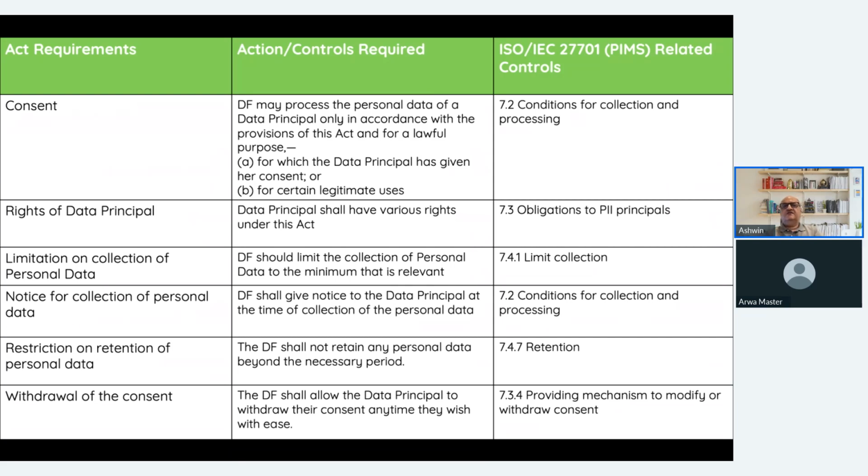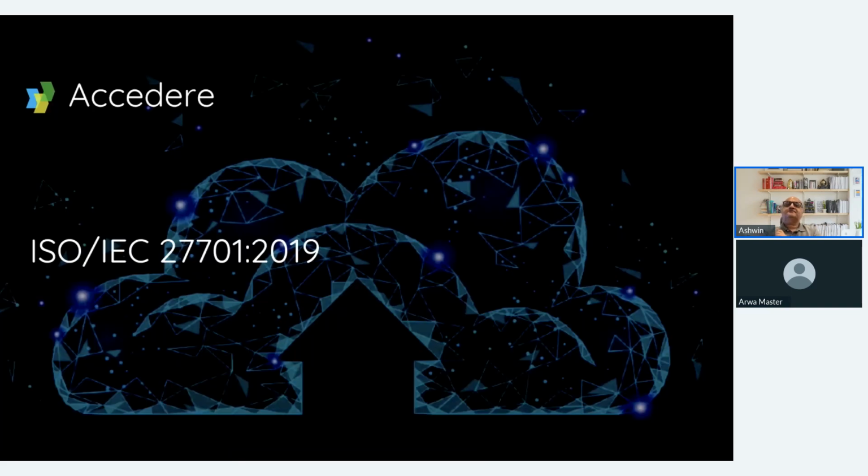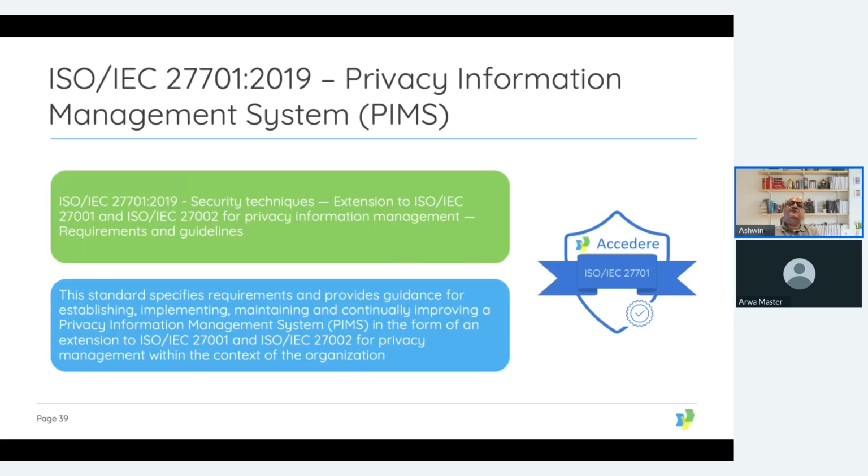Withdrawal of consent, the Act talks about. The PIMS also talks about providing a mechanism for modifying and withdrawing the consent. Now we'll look at some of the other areas where PIMS can be useful. So PIMS is an important framework which is based on ISO 27701. The most updated standard on that is 2022. However, 2013 is still there. Many companies are still using 2013.